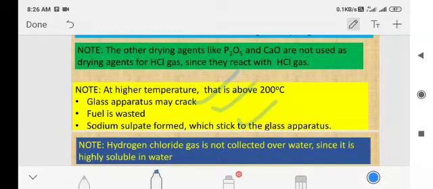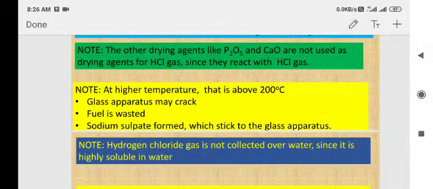Then the next point you have to remember is about collection of HCl. HCl is not collected over water because it is highly soluble in water. A good number of gases, for example hydrogen and oxygen, we generally collect over water because they are sparingly soluble or not at all soluble in water. So we can collect hydrogen and oxygen, these kinds of gases, over water. But HCl we will never collect over water because it is highly soluble in water.